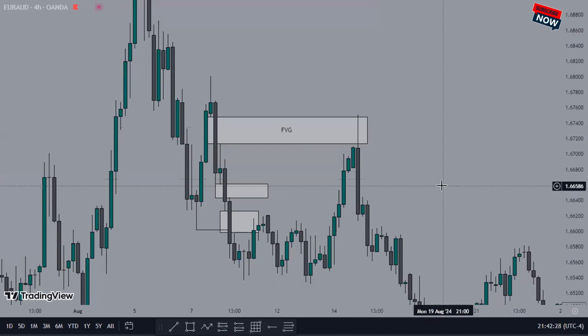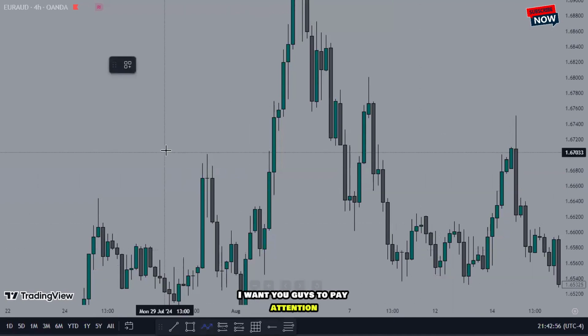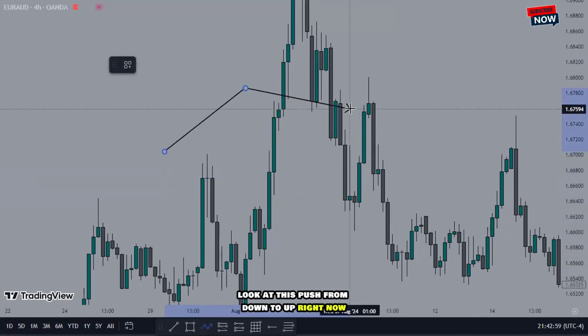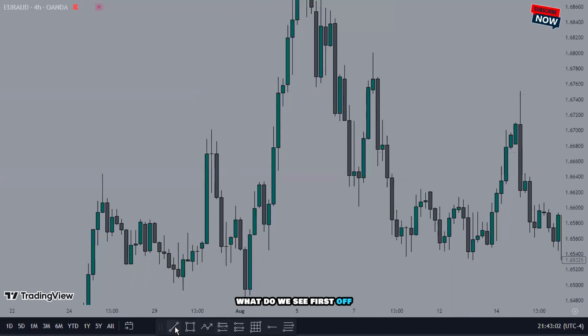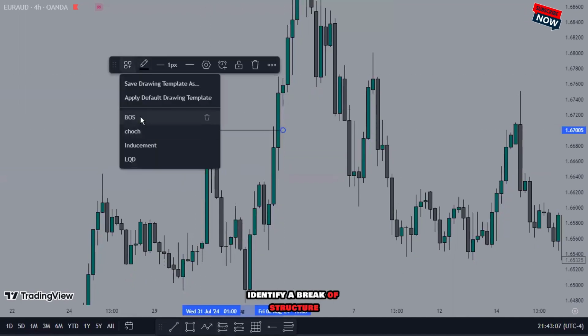Let me show you guys another example of a low probability fair value gap. Okay, so just next to this one, you can see this price leg here. I want you guys to pay attention. Look at this push from down to up, right? Now, what do we see? First off, we see a break of structure. That's the first thing we look for. We identify a break of structure.